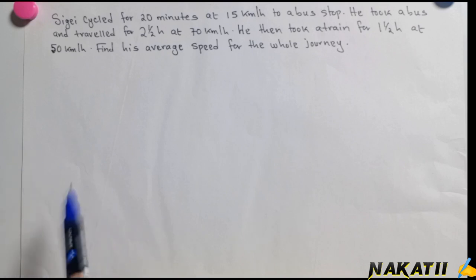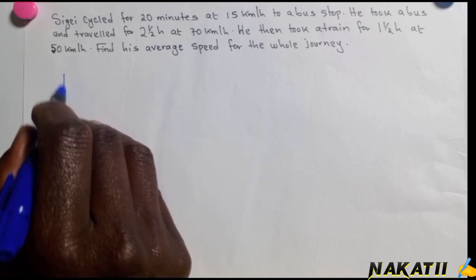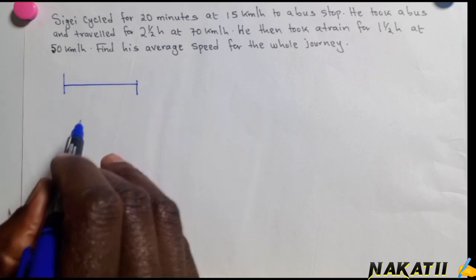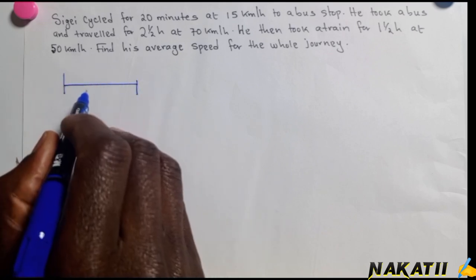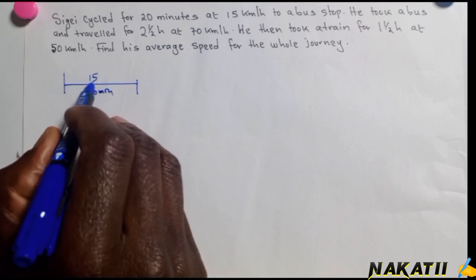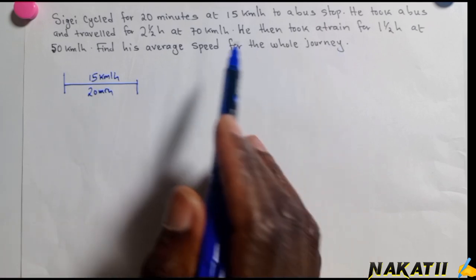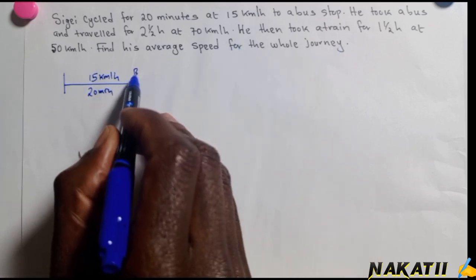I like sketching, so let's sketch this information. We have Sige at this point. Then he cycles for 20 minutes at 15 kilometers per hour. Then from there, he goes to a bus stop.